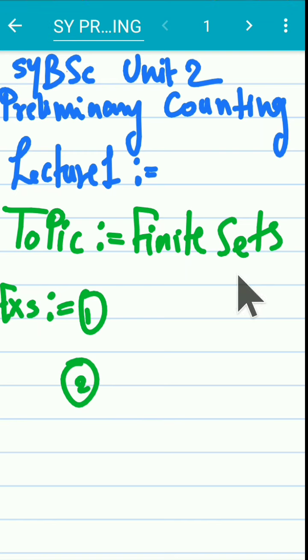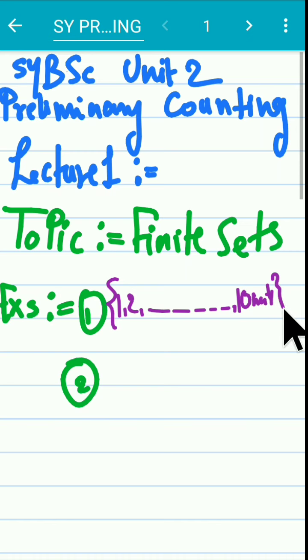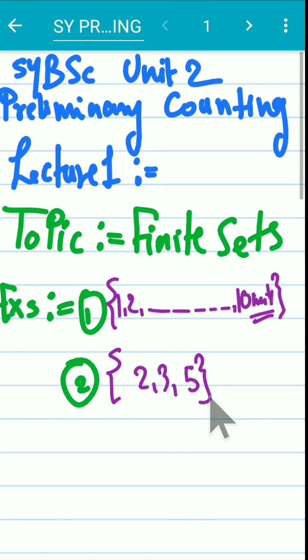You can give me hundreds of examples. Let me write just 2 examples over here. So it is 1, 2, dot dot dot, 10, suppose 10 millions. Is it a finite set? Yes, because I can count the elements and I know where it is ending. Correct? Okay. Similarly, you can give me some example like 2, 3, 5. This is also a finite set. Hundreds of examples you guys know.